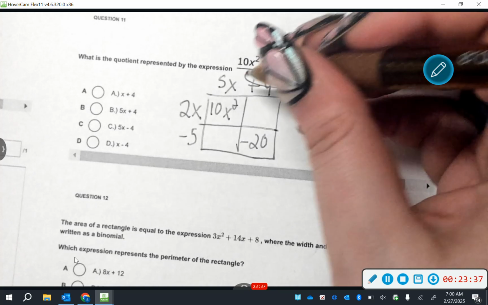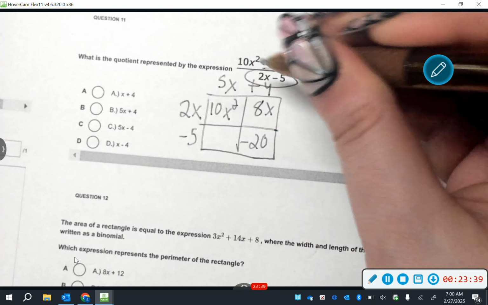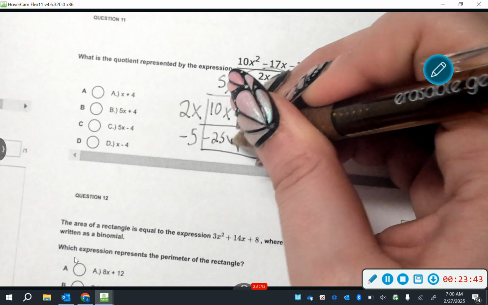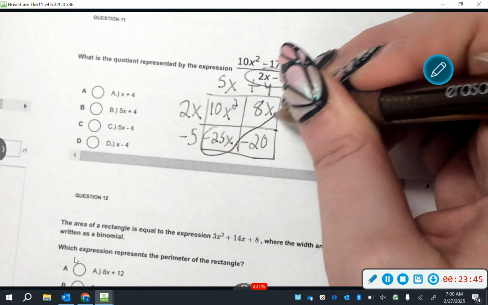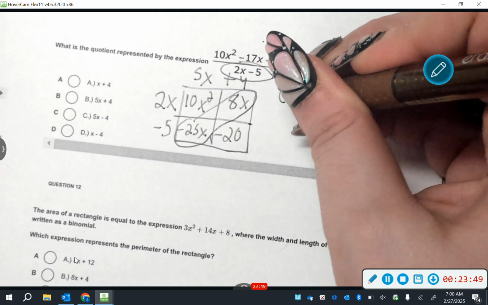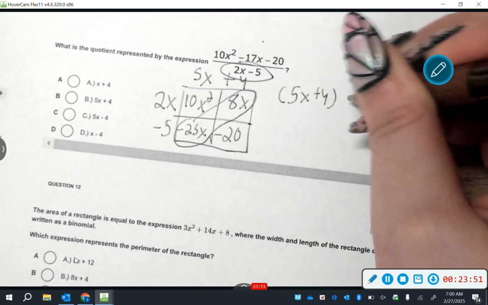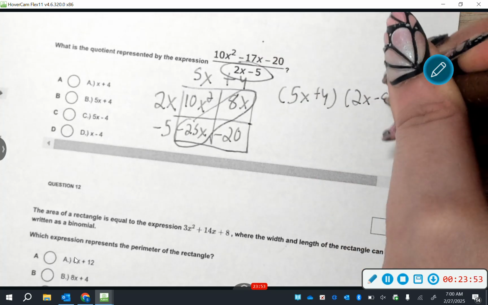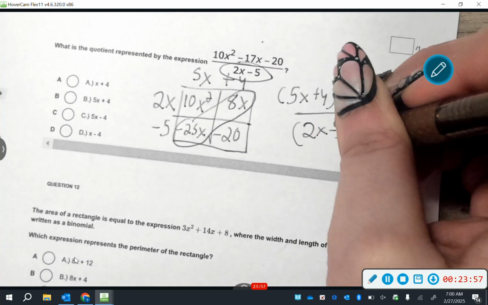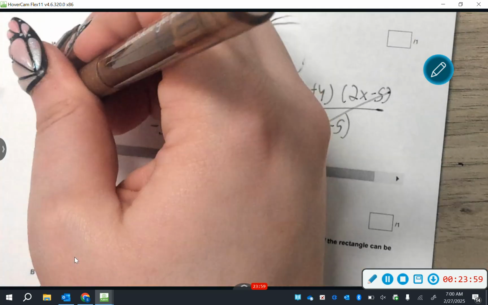2 times 4 is 8x. 5 times 5 is negative 25x. Negative 25x plus 8 does get us negative 17. So you have 5x plus 4, 2x minus 5 over 2x minus 5. 5x plus 4 is our answer.